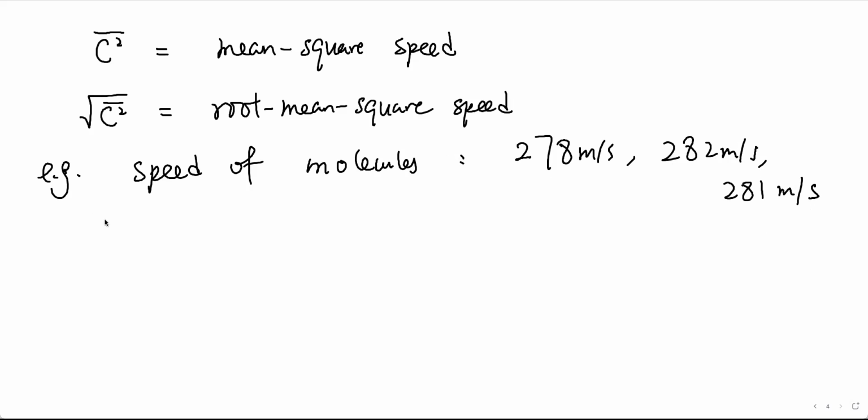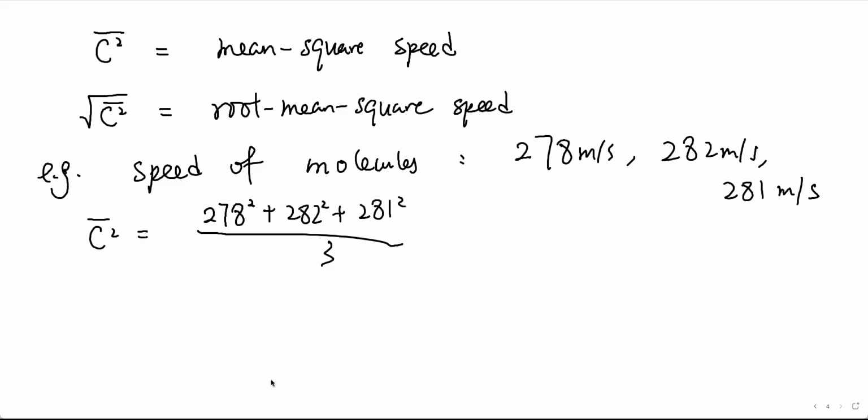And then how can we find the mean square speed? Why isn't it just C? We use C for the symbol of the speed of one molecule. Because this is a collective group. Now, mean square speed means you square it first and then take the mean, then divide by 3. Okay? So this is what it means by the mean square speed. It should be around 281.